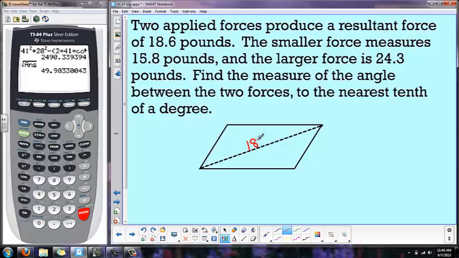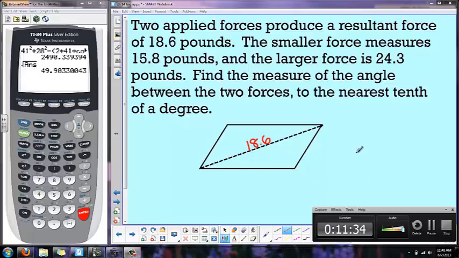So this time the resultant is 18.6, and we call it resultant because, like I said, if we were fighting over something and we let go, the result would be it would fly in that direction. The smaller force measures 15.8, so we put it on the smaller side of the parallelogram. The larger force is 24.3. Find the measure of the angle between the two forces to the nearest tenth of a degree.